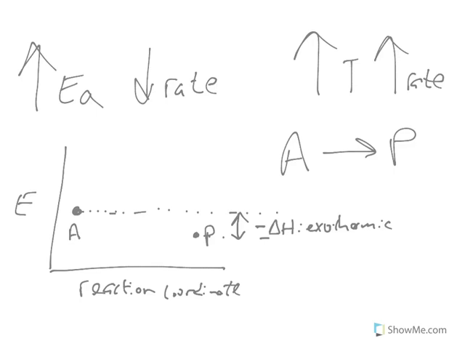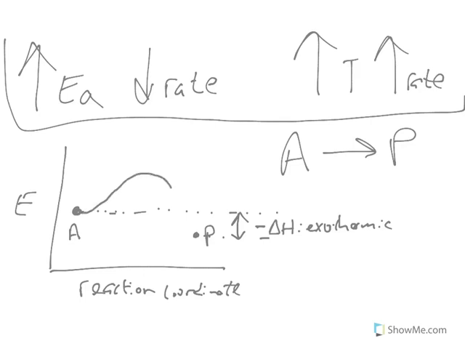Kinetics is path dependent, all right? How long does it take to get from A to P? And the way we can affect the rate, as we've just seen up here through the Arrhenius equation, is by looking at the activation energy barrier and the temperature. So typical curves will have this shape.